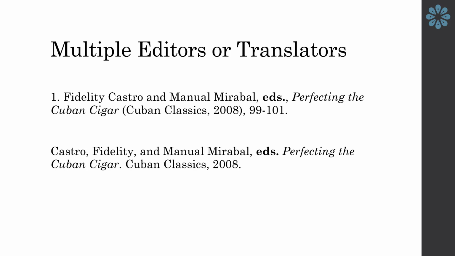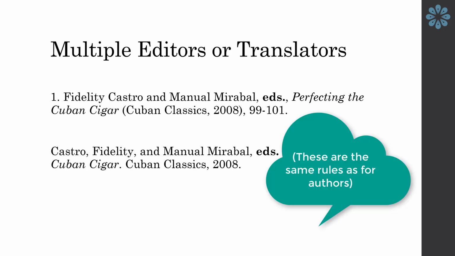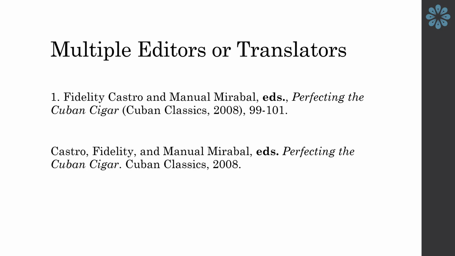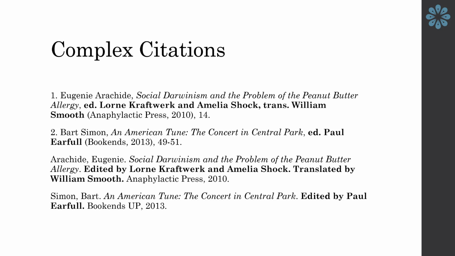If a work has 3 or more editors or other contributors, cite only the first person in your note, followed by et al. As for the bibliography, list all the contributors unless there are more than 6. In such cases, list only the first 3, followed by et al. Now, contributor roles can get quite complex.